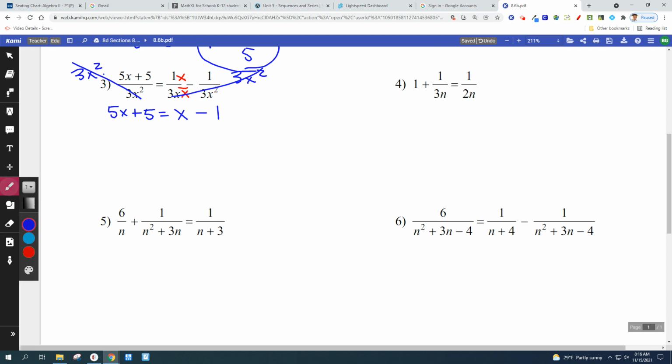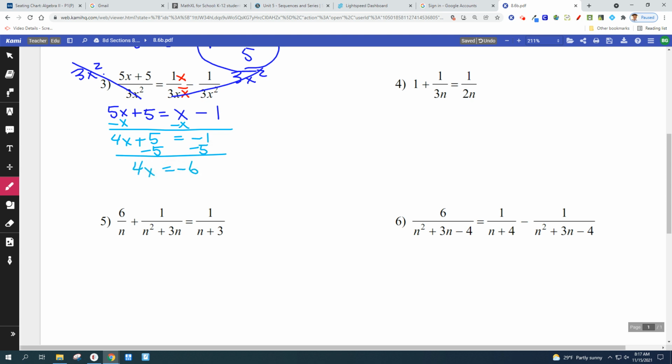When I solve an equation like this, I always like to start with the smaller variable term. So I'm going to subtract x. 4x plus 5 equals negative 1. That's not the only way to do it. That's just the way I like to do it. I'm going to subtract 5. That says 4x equals negative 6. Divide by 4, and x equals negative 6/4. But that reduces to negative 3/2.